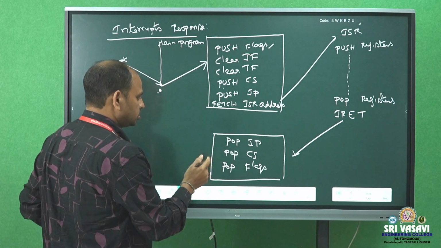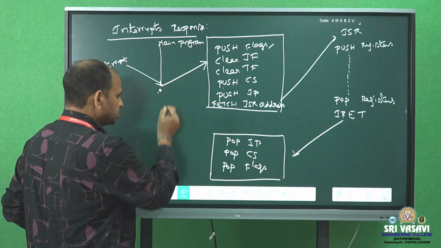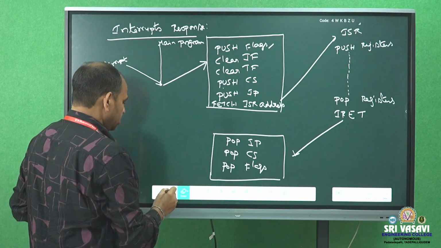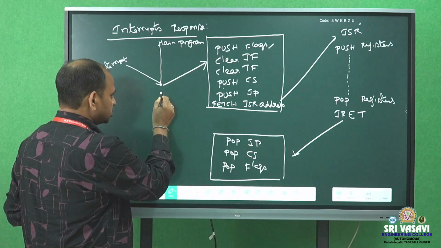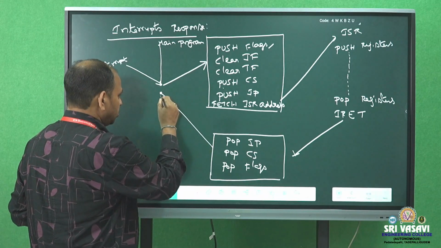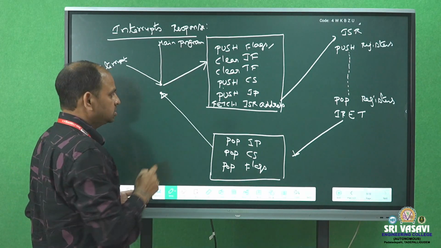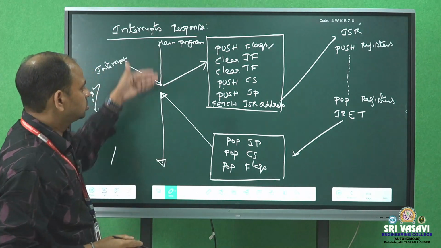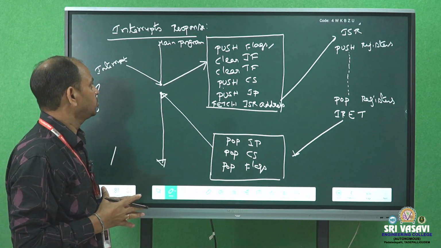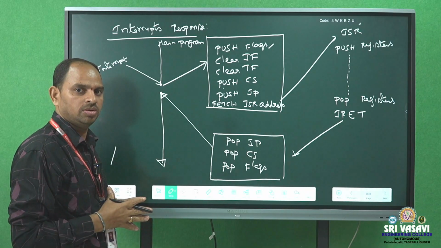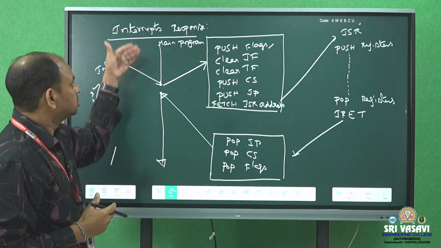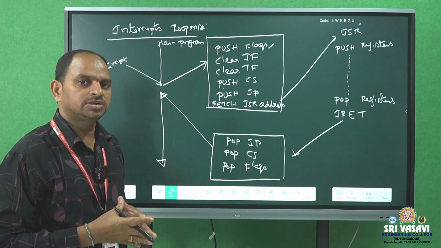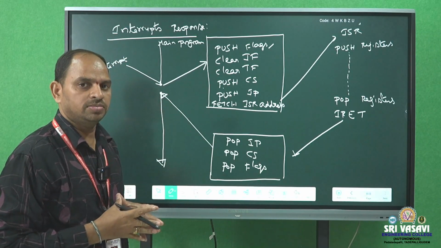Once the IP address and CS address are obtained by the microprocessor, it goes to the next instruction in the main program, that is, at this intersection, the microprocessor goes to this address and executes the main program. So this is called the interrupt response. This interrupt response explains what happens when an interrupt comes.